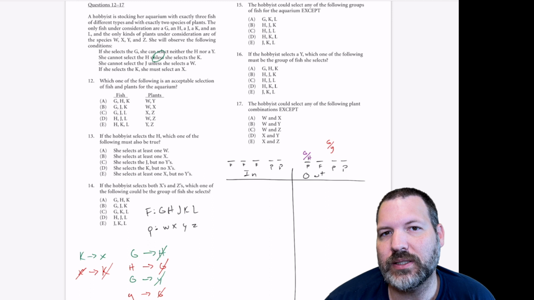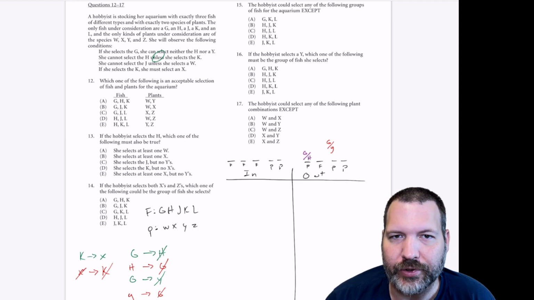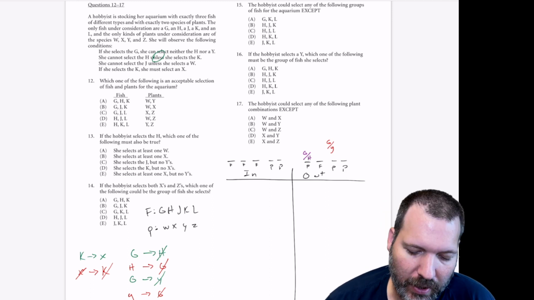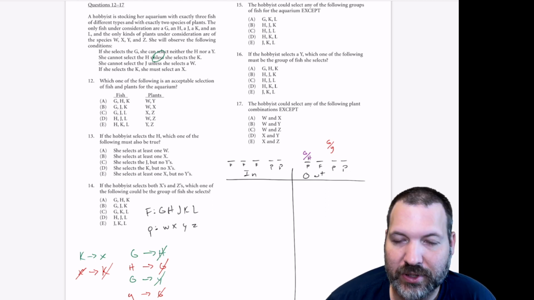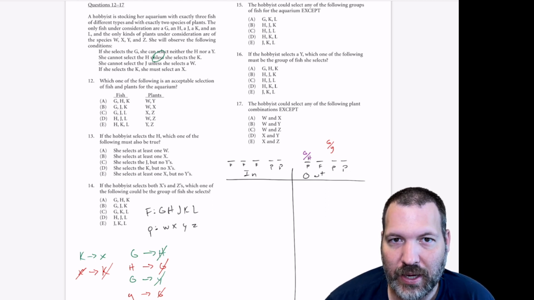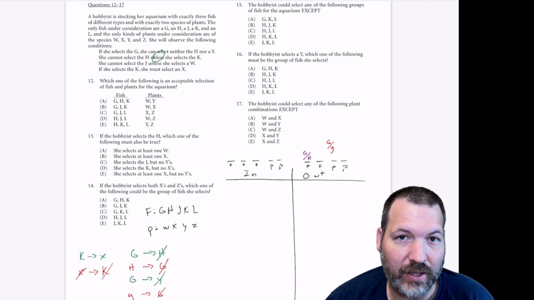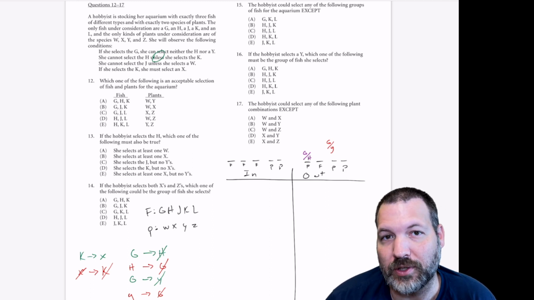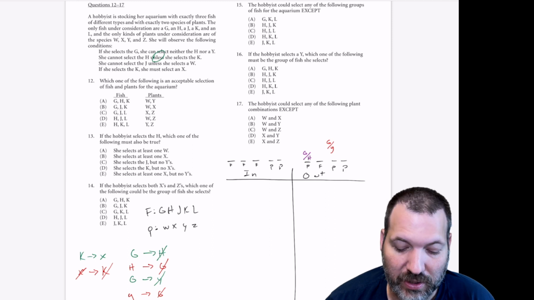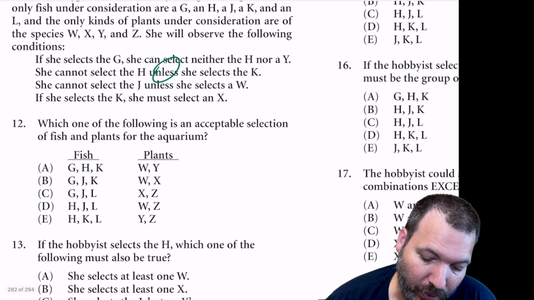12 is what we kind of think of as a pick a clue question. It says, an acceptable selection of fish and plants. And so all we have to do is pick one of the clues, see if that clue gets violated, and then eliminate that answer choice. And hopefully we'll be able to do that 4 times, and then we'll just pick whatever's left over for the right answer. For example, if G is in, which is what's going on here, right?